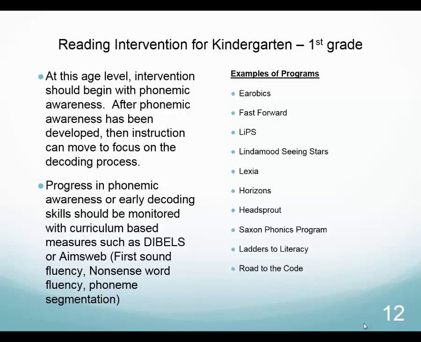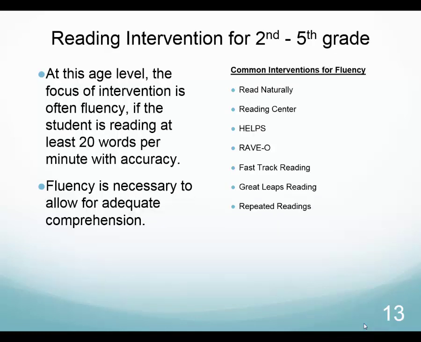The intervention should be implemented with fidelity, 20 to 30 minutes daily outside the core curriculum. Some examples of intervention for this age are listed, such as Earobics, Fast ForWord, LiPS, Lindamood Seeing Stars, Lexia, Horizons, Ladders to Literacy, and Road to the Code. Common interventions for this age include Read Naturally, Reading Center, Fast Track Reading, and repeated readings.